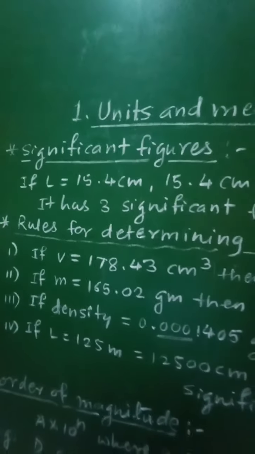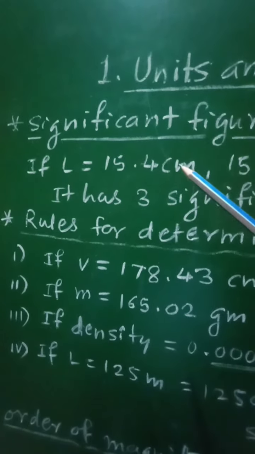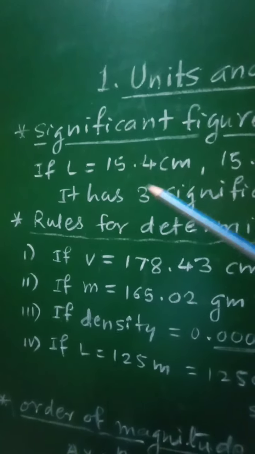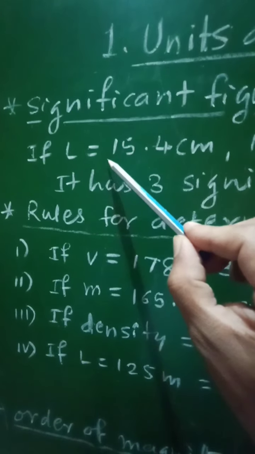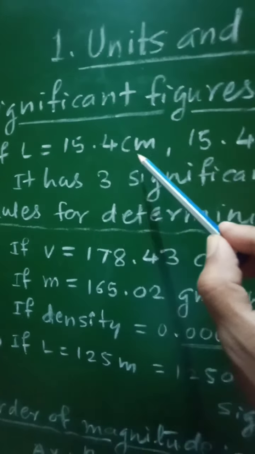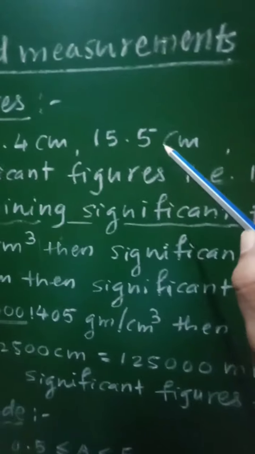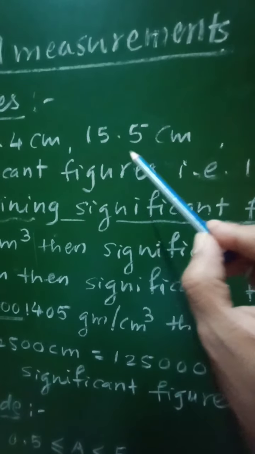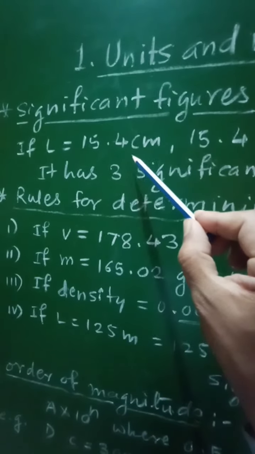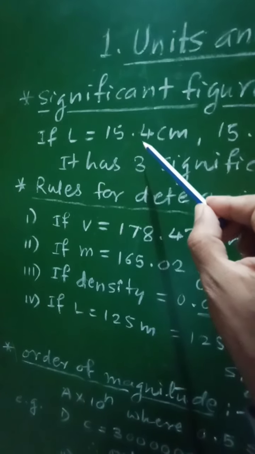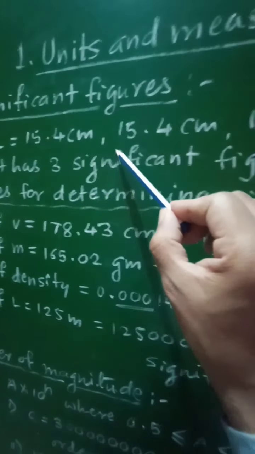So for example, consider the length of a metal rod measured with the help of a meter scale having its least count equal to 0.1 centimeter. When it is measured the first time, it is 15.4 centimeter, the second time it is 15.4 centimeter, and the third time it is 15.5 centimeter. These are the three different readings taken with a meter scale for the length of a metallic rod.